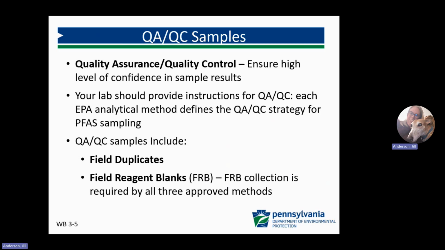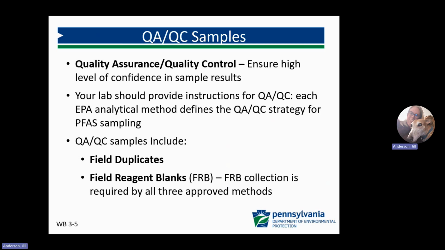One type of QAQC sample that the lab may request is a field duplicate. This is when you collect two separate samples at the same time and place and send to the lab. Another QAQC sample is the field reagent blank. Field reagent blanks, or FRBs, are collected with lab reagent water that is brought to the sampling site and poured into a separate sample bottle and then shipped back to the laboratory for analysis.